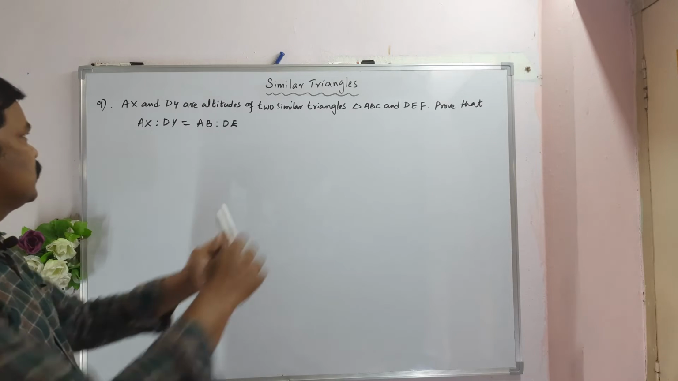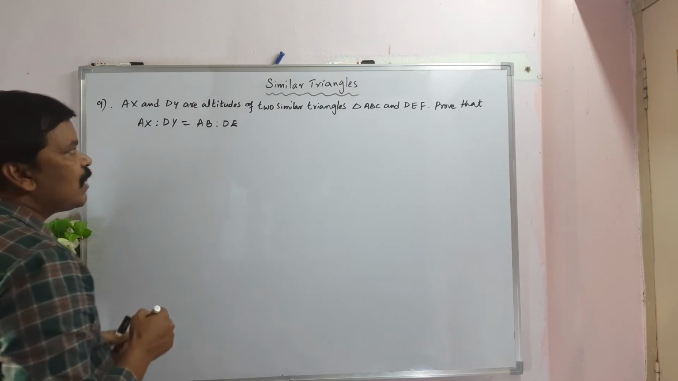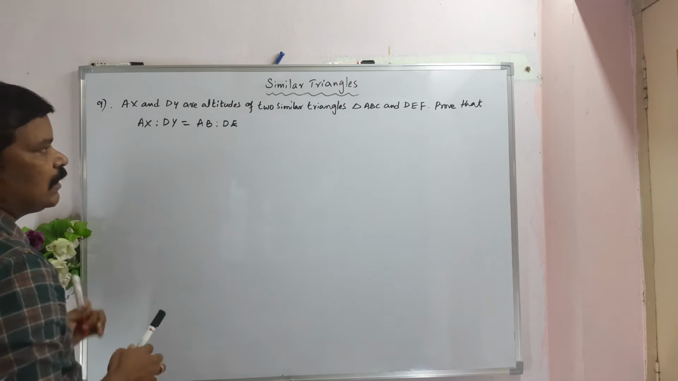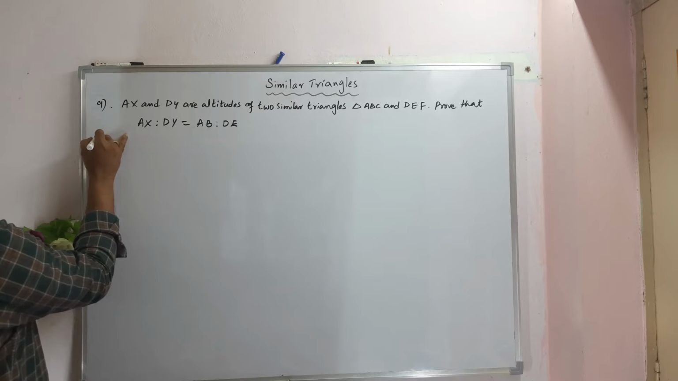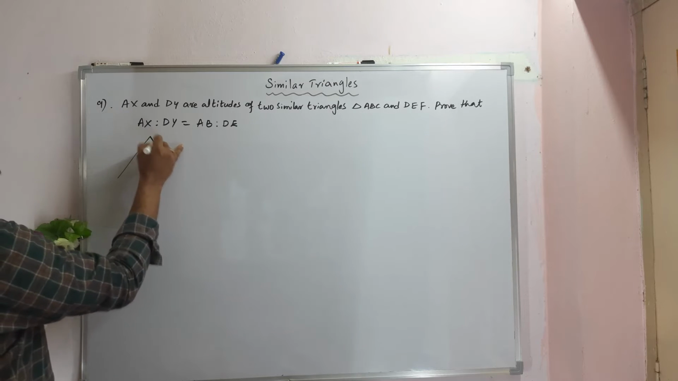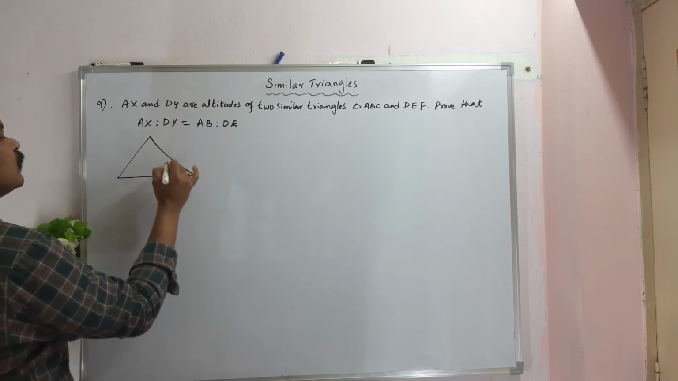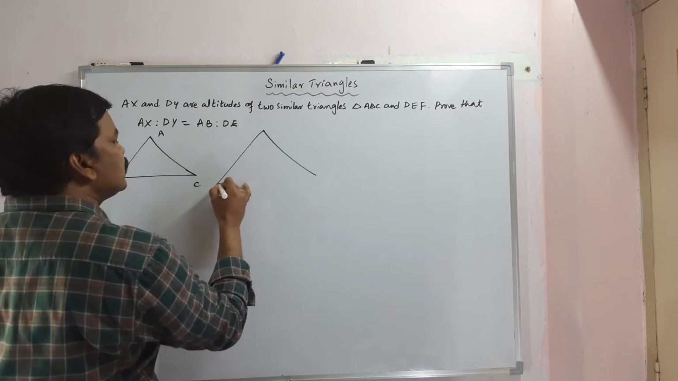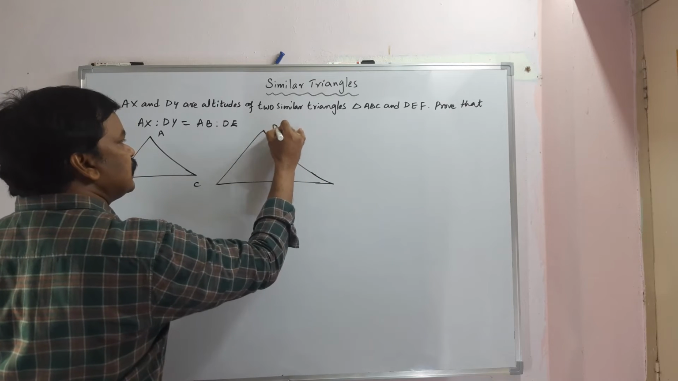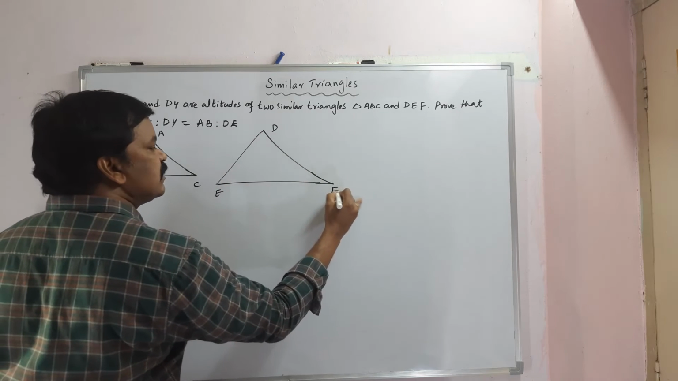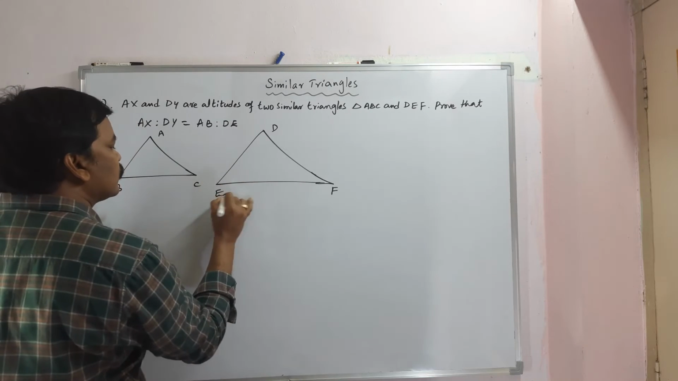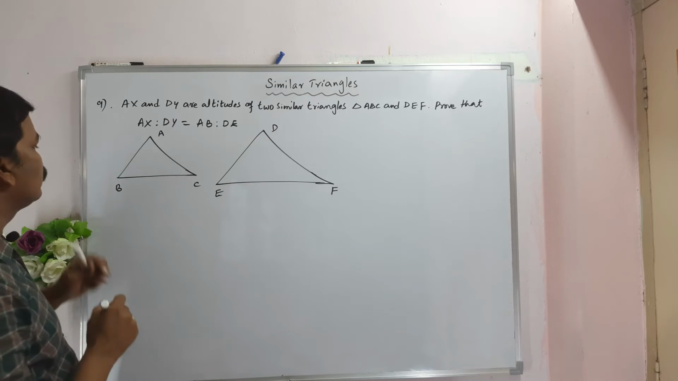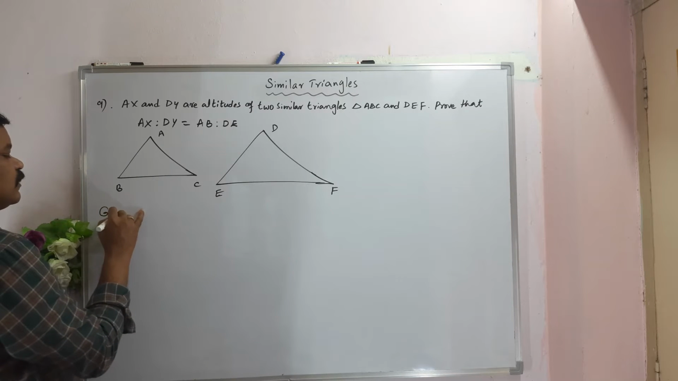Coming to this 9th question, AX and DY are altitudes of two similar triangles, ABC and DEF. That means here there are two similar triangles given, one is ABC and the other triangle is DEF. Here we have to prove that. First we will write what is given.